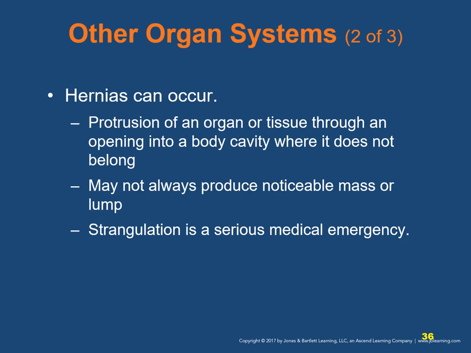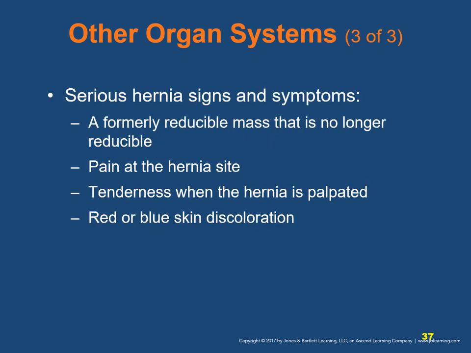Reducible hernias pose little risk and can be pushed back into the body cavity. Incarcerated hernias cannot be pushed back in and are compressed by the surrounding body tissue. Strangulation of an incarcerated hernia is a serious medical emergency. Blood supply is compromised by the compressed surrounding tissue. Serious hernia signs and symptoms are as follows: a formerly reducible mass that is no longer reducible, pain at the hernia site, tenderness when the hernia is palpated, red or blue skin coloration over the hernia.